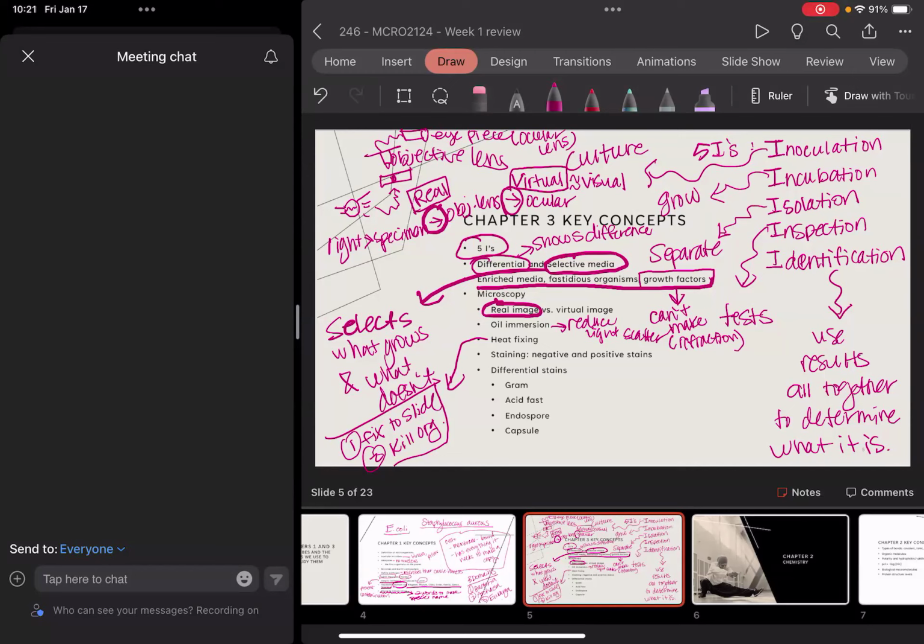Staining. Probably the biggest use for staining is to provide contrast so we can see our specimens a little more clearly. There's two types of stains, negative and positive stains. Typically, when we're talking about these, positive stains are typically our basic stains. Our negative stains are typically acidic.